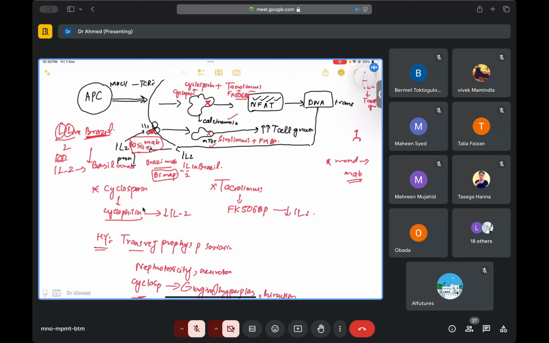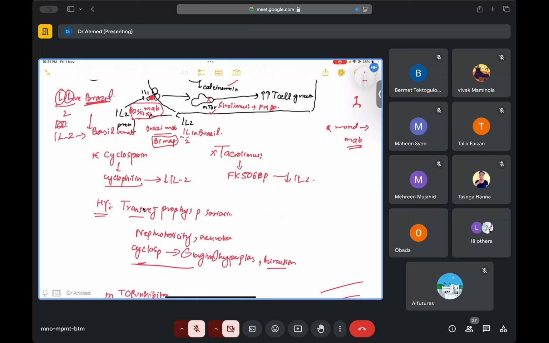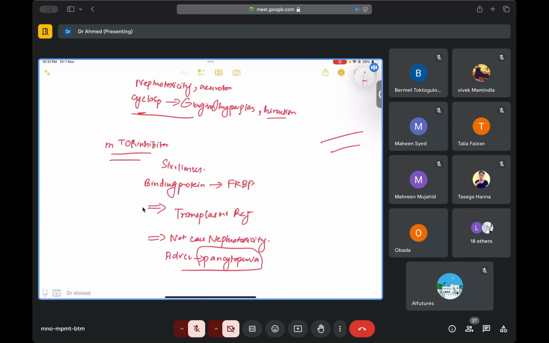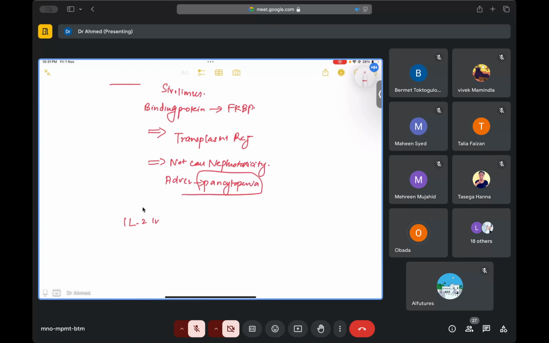So basiliximab is going to block off your IL2, right? And it's a monoclonal antibody. It directly goes and sits on the receptor, and ultimately it's going to inhibit the downstream effects. We can also use it in transplant rejection prophylaxis. So it's basically an IL2 receptor inhibitor. Again, we know that immunosuppressants are used in order to avoid transplant rejections, right?